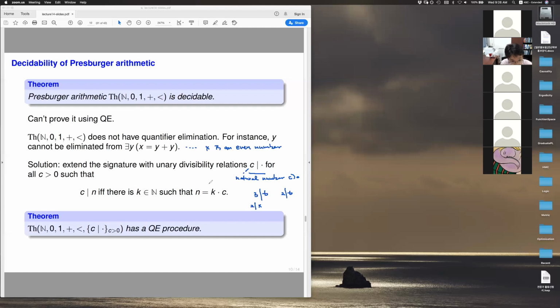So note that this C part is a constant. It's not a term, it's a constant. And then we are adding infinitely many, or countably many, predicates into the signature. And then think about its structure using the set of natural numbers. Okay. So this divisibility, you have the usual meaning of divisibility.